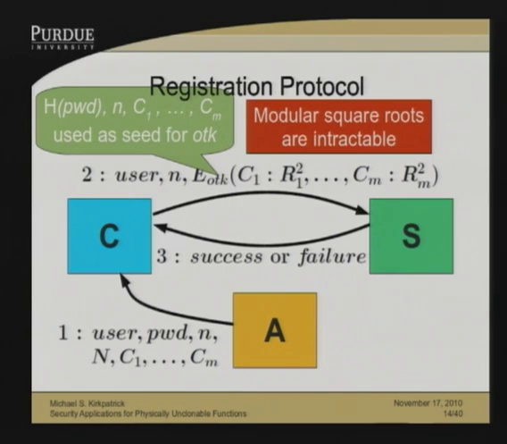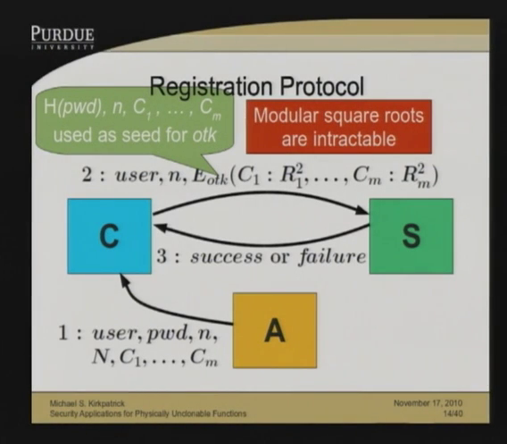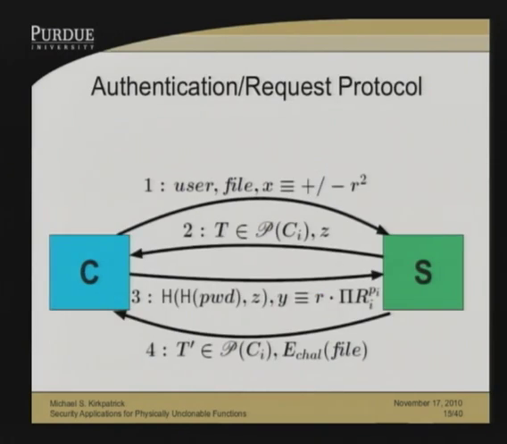So once the server gets this information, the server now has a commitment of the PUF behavior of the challenge response pairs, but it doesn't have the challenge response pairs directly. In order to get the information to model the PUF, the server would somehow have to be able to compute this intractable problem. It would have to be able to compute modular square roots. So at this point, the client has now issued a commitment of the PUF behavior.